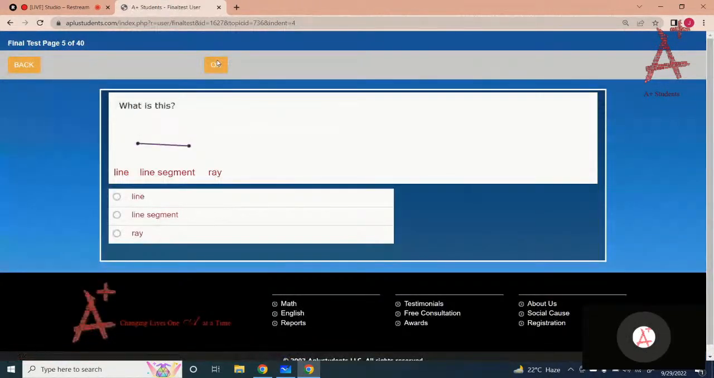Okay, what is this? Is this a line segment or a ray? Which one is it? Do you know the answer? It is the line segment. The line segment has two endpoints, so it is the line segment. Got it? So select the correct option and click on the OK button.